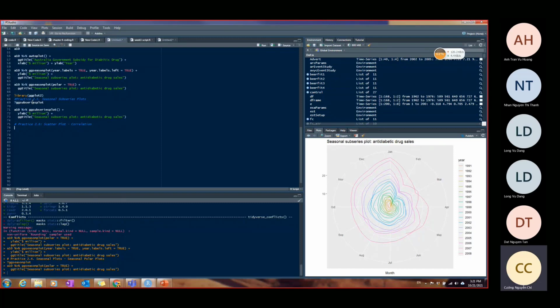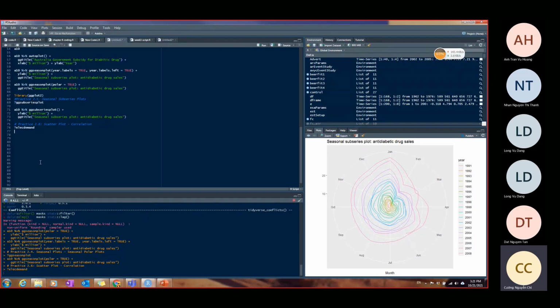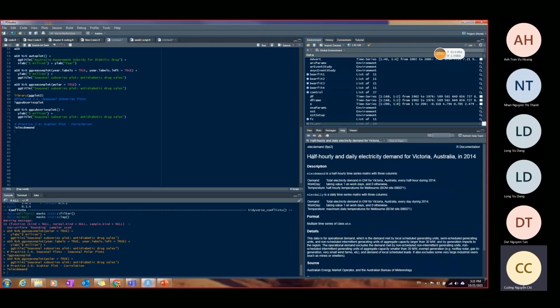Now let's first see. So I wanted you to use elec demand. This could be the data chart about the half-hourly and daily electric demand of Victoria, Australia in 2014. We just use the elec demand.